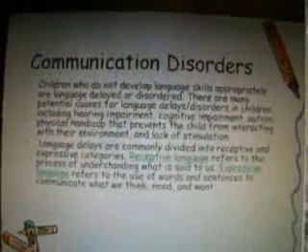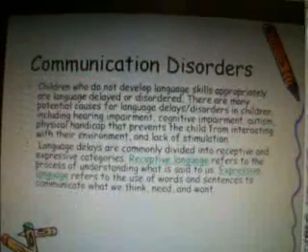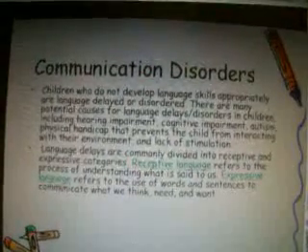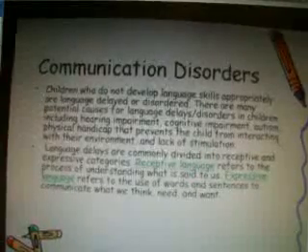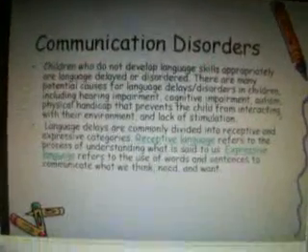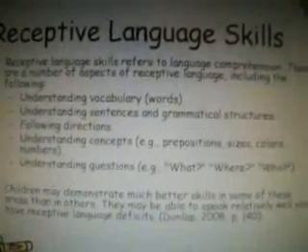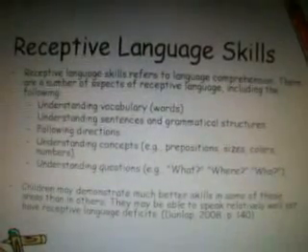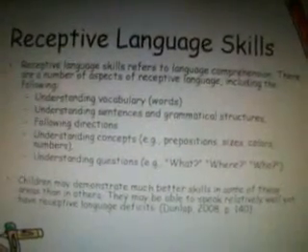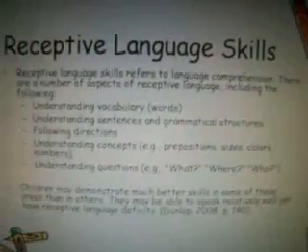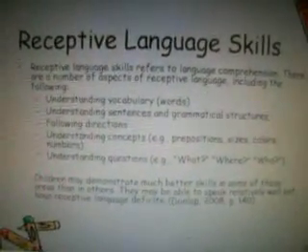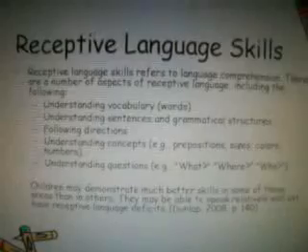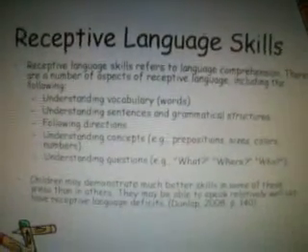Language delays are commonly divided into receptive and expressive categories. Receptive language refers to the process of understanding what is said to us. Expressive language refers to the use of words and sentences to communicate what we think, need, and want. Receptive language skills refers to language comprehension. There are a number of aspects of receptive language, including the following: understanding vocabulary words, understanding sentences and grammatical structures, following directions, understanding concepts such as position, sizes, colors, and numbers, understanding questions: what, where, who.